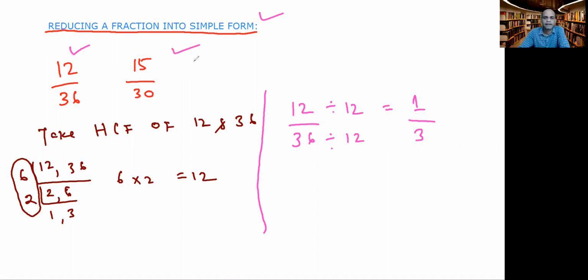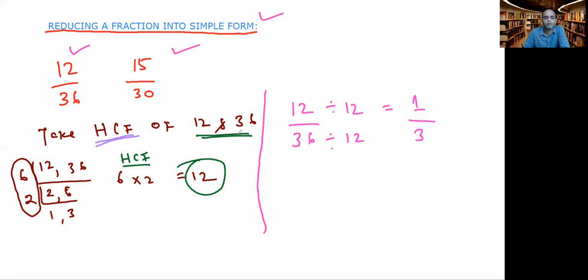Here we have 12 by 36. The first step is to take 12 and 36 and find the HCF. How to find the HCF? Take the HCF of 12 and 36. Take 12 and 36, divide by 6, then it comes 2 and 6, then again by 2, then 1 and 3. So the HCF is 6 multiplied by 2, that is equal to 12. So 12 is the HCF of 12 and 36.